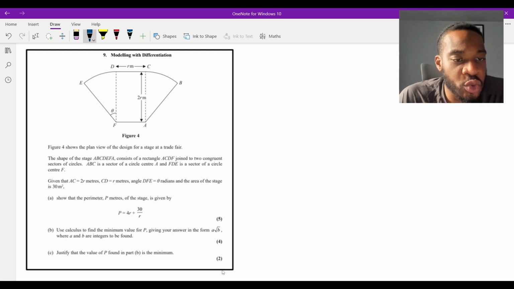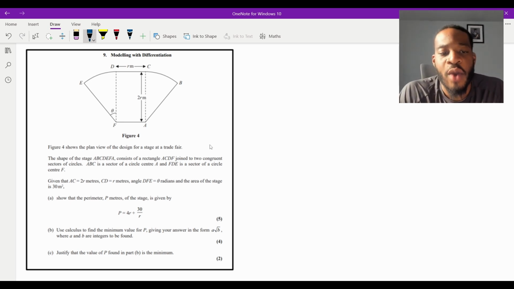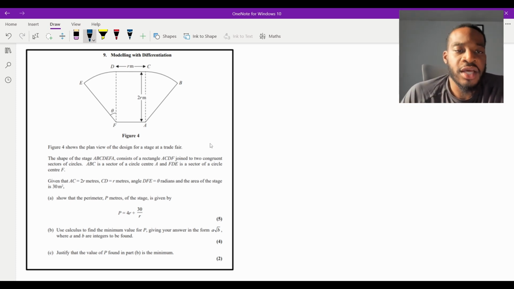Given that AC is 2r meters, CD is r meters, and angle DFE is theta radians, and the area of the stage is 30 meters squared, show that the perimeter P meters of the stage is given by P equals 4R plus 30 over R, for 5 marks. These types of questions require you to use the information given to form two different equations, and plug something into the other to get the expression that you want.